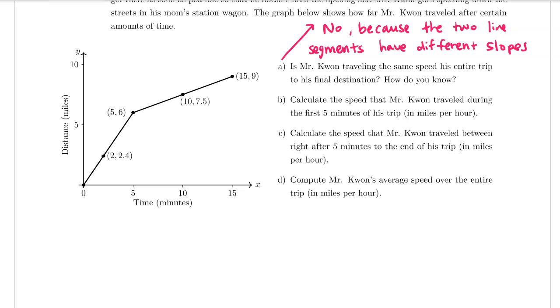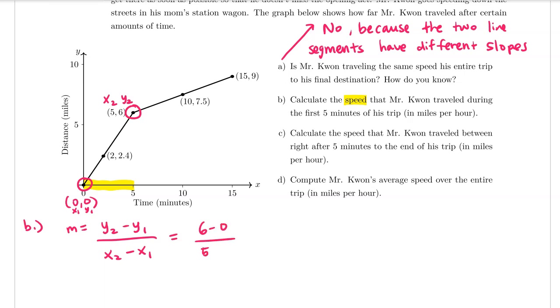Now, what am I using the slope formula on? Well, I'm looking at my rate of change, or in other words, my speed during the first 5 minutes. So I want to use this ordered pair and this ordered pair. This first ordered pair is 0, 0, and the other ordered pair is 5, 6. So for part B, I'm calculating a slope, and I'm going to do y2 minus y1 over x2 minus x1. Let's call this x2 and this y2, and then this x1 and this y1. So following the formula, I would have 6 minus 0 over 5 minus 0.